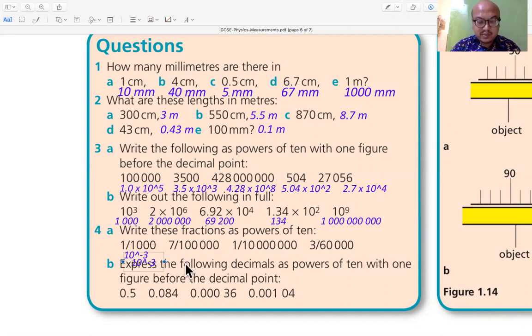And what about this one? Sorry, this is 7 times 10 power minus 5. And also this one, actually we can use 1 times, or we just write only 10 power. This is 10 power minus 7.